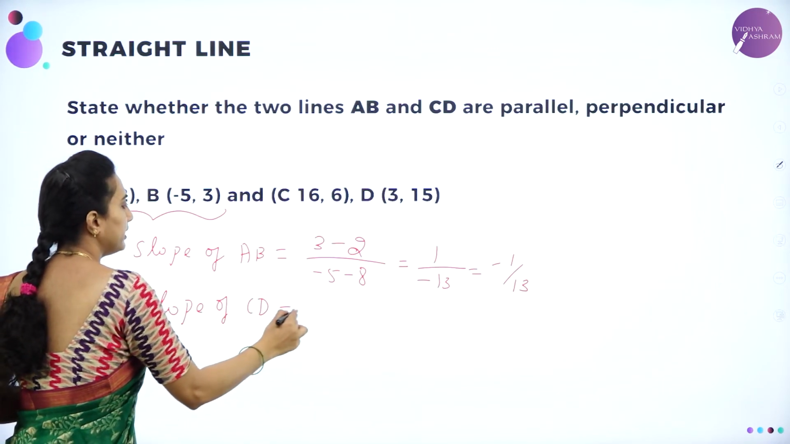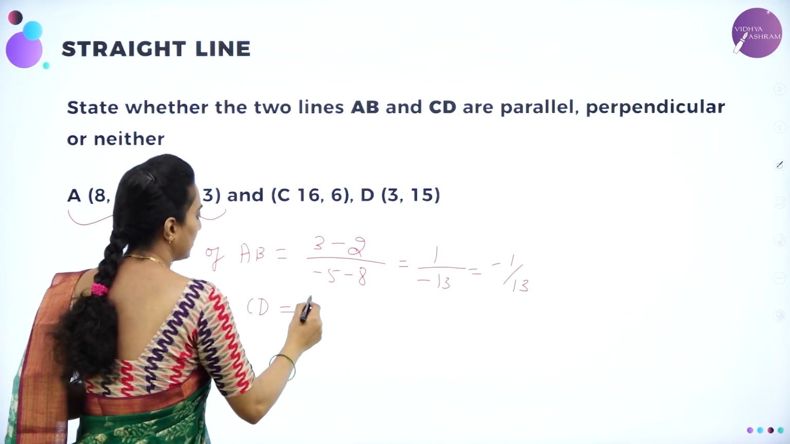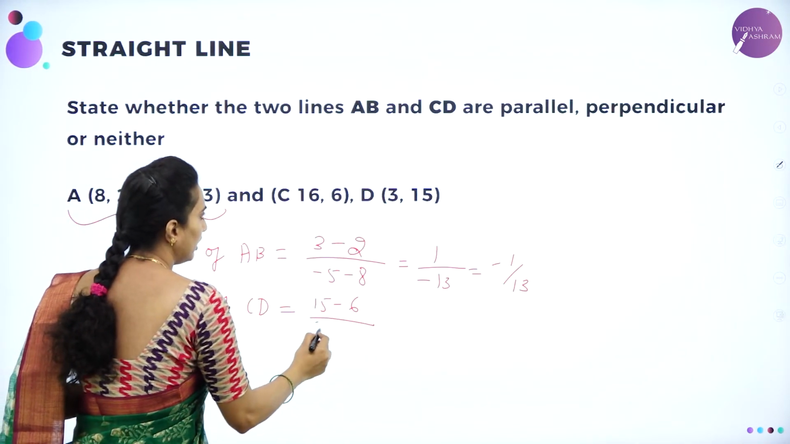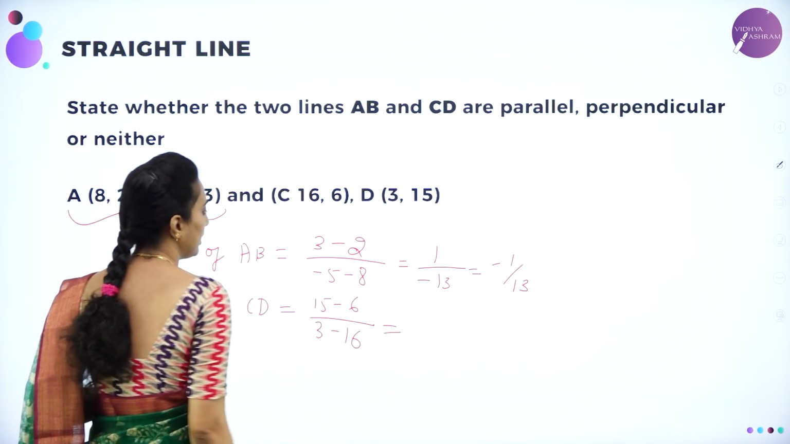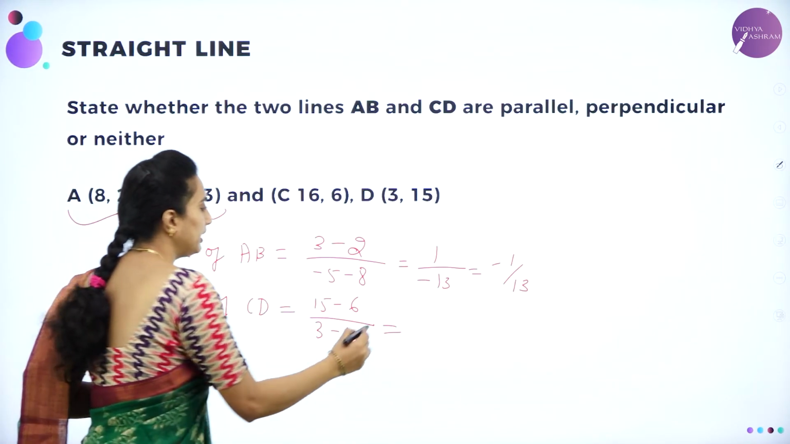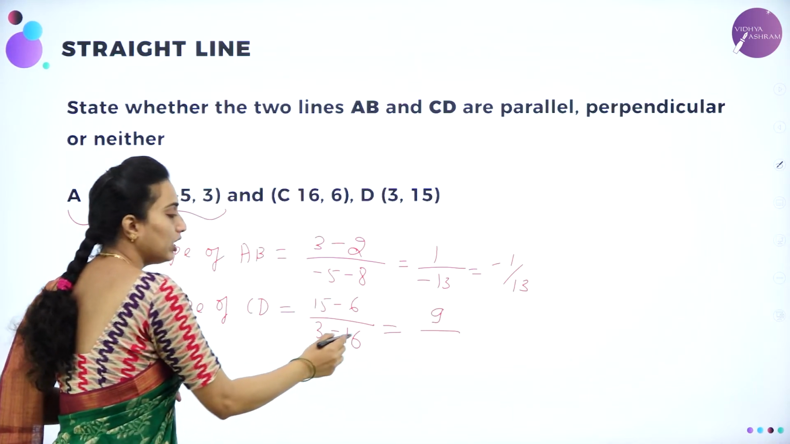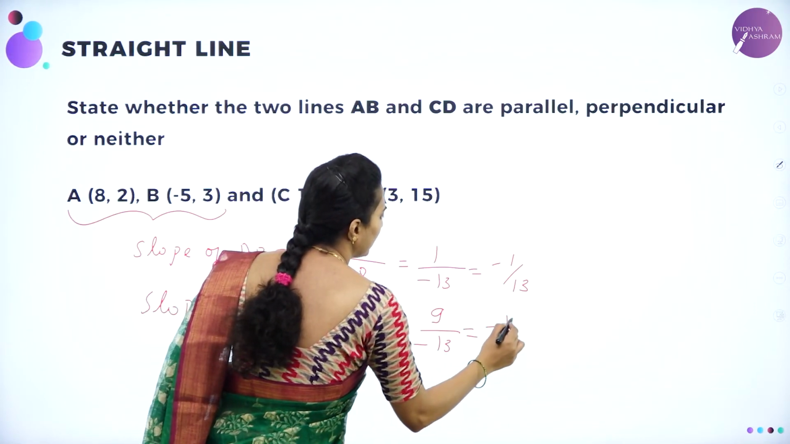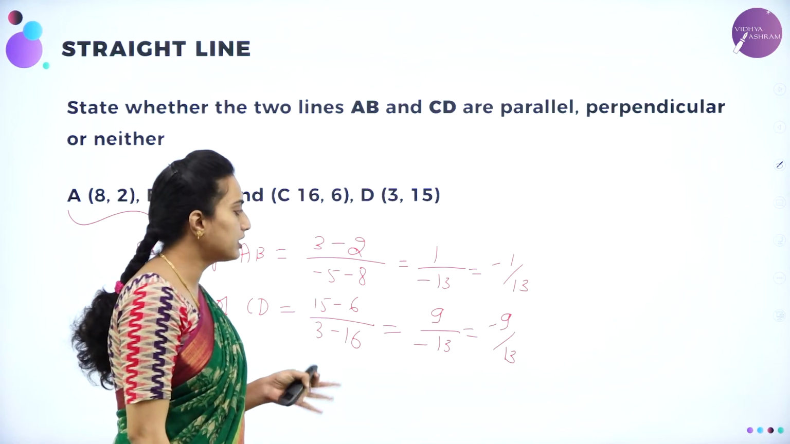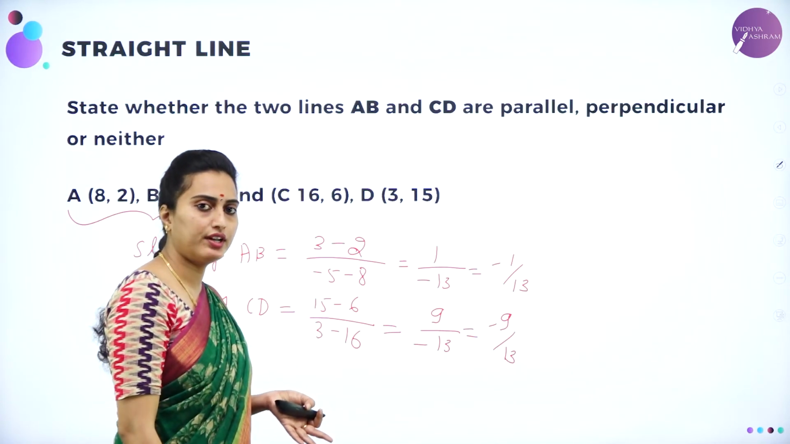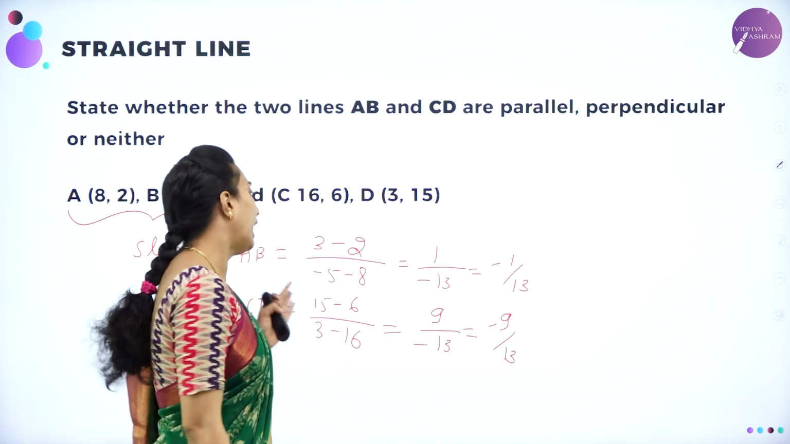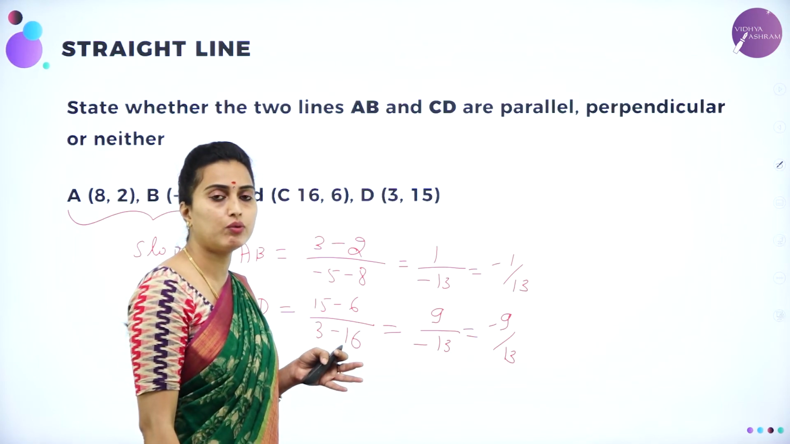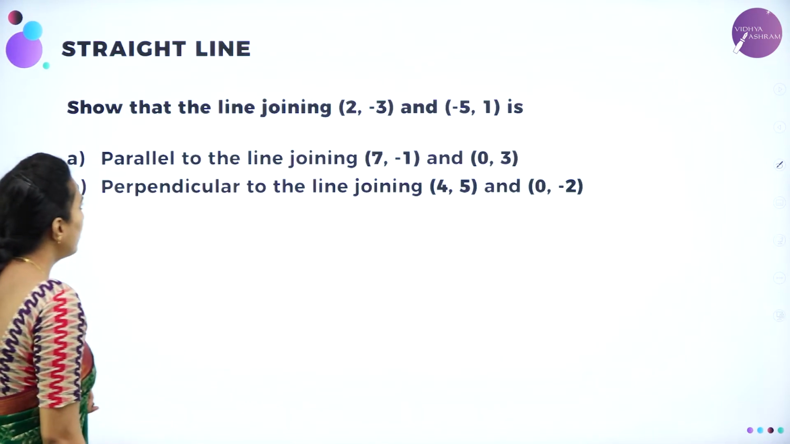Slope of CD will be equal to 15 minus 6 divided by (y2 minus y1, x2 minus x1), that is 3 minus 16, which will be equal to 15 minus 6, which is nothing but 9, divided by 3 minus 16, which is nothing but minus 13, right? So which is never equal to minus 9 by 13. The lines are neither parallel nor perpendicular, because the two slopes are not equal and the slopes' product is never equal to minus 1, that is m2 dot m1 equal to minus 1. Never. So we'll move on to the next question.